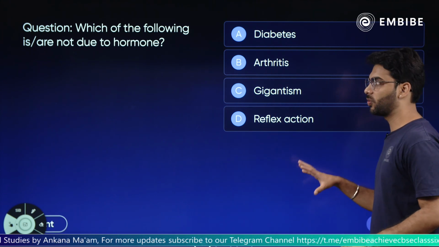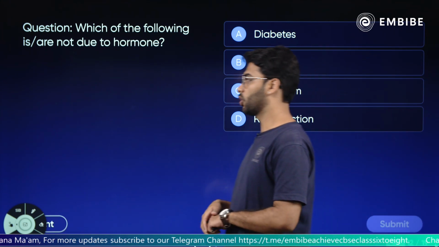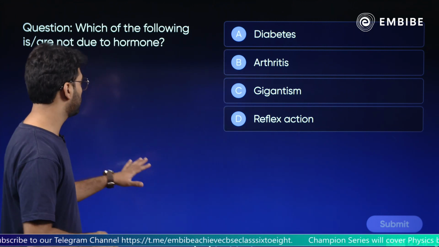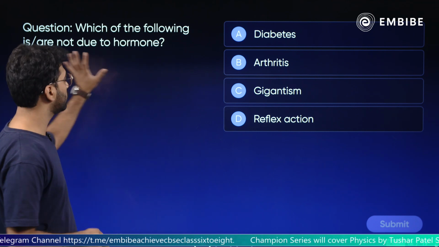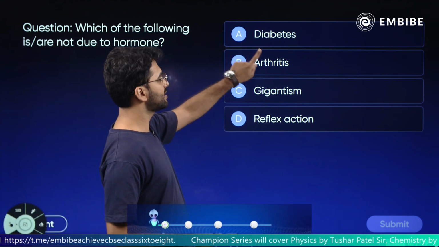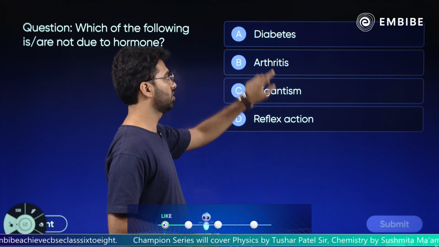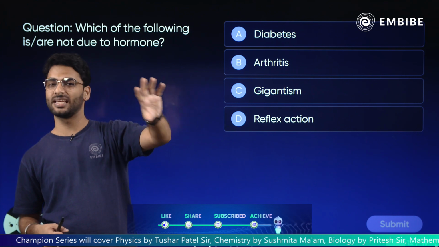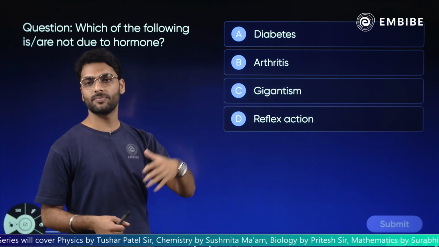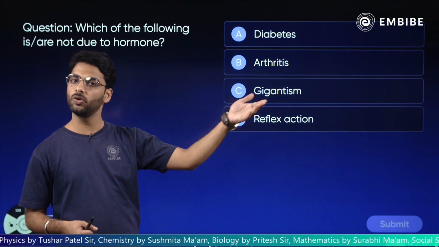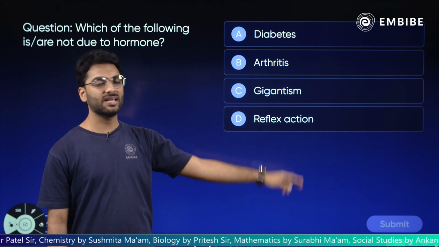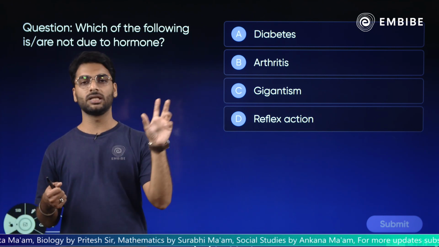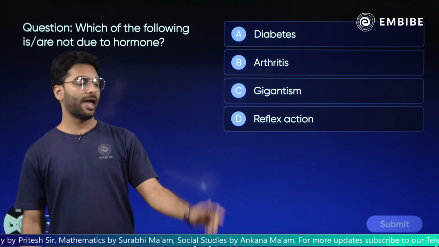And here I have a couple of questions based on arthritis and joint pain. Which of the following is or are not due to a hormone? Diabetes, arthritis, gigantism, reflex action. Now I know that diabetes mellitus is because of the undersecretion of insulin secreted by the pancreas. Gigantism is due to oversecretion of growth hormone by the pituitary gland, and reflex action is something which is controlled by a hypothalamus and certain hormones of the adrenal glands.